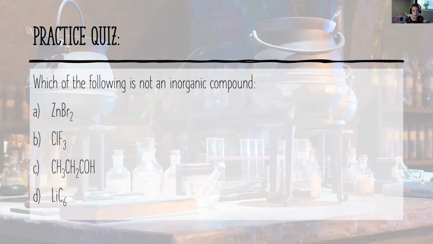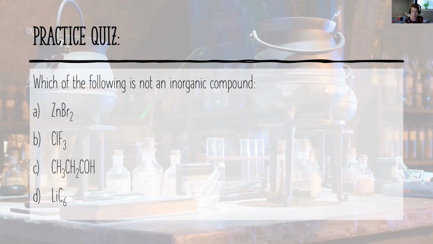So which of the following is not inorganic? I would say the zinc bromide is inorganic, so you've got a metal and a halide. The chlorine trifluoride is all halogens, so that's going to be inorganic. The CH3CH2COH is a dead giveaway that that's organic because you have carbon-hydrogen bonding all through there. So carbon-hydrogen bonding is a pretty telltale instance of an organic compound.